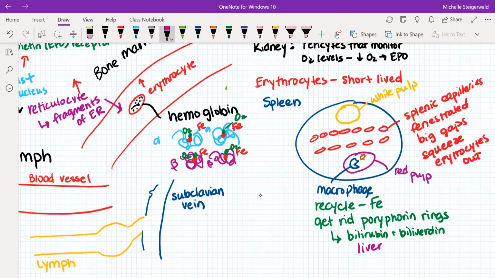But if for any reason your liver is not working properly and it can't process all this bilirubin and biliverdin, then you'll end up with a backup in your system. And the names, verdin and rubin, suggest that there's some color to it. If it's not working well and you get that backup, you get what's called jaundice, because you have this yellowish tinge coming from that buildup.